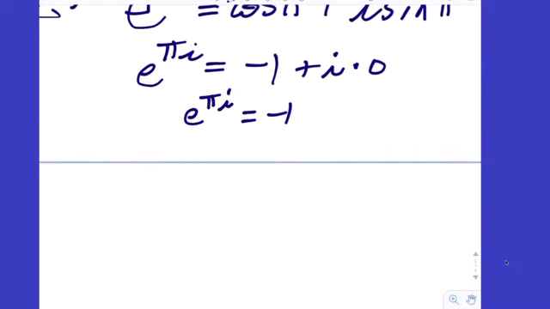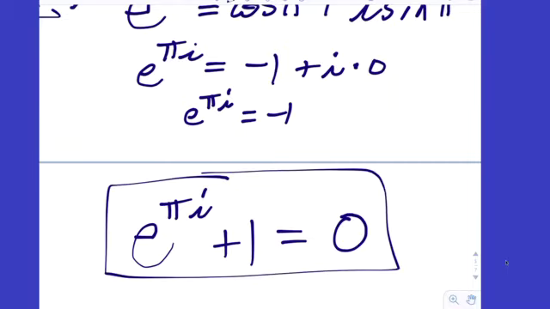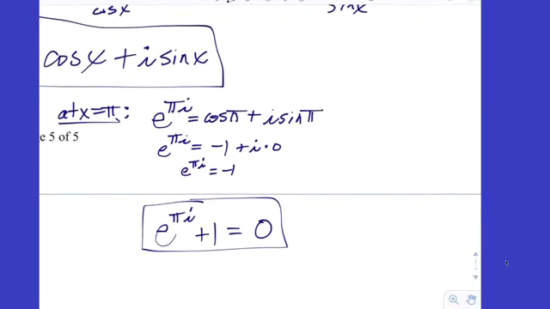So that looks pretty cool, but now I'm going to do one last thing, and again, it's stylistic. I'm just going to add 1 to both sides, and you end up with e to the pi i plus 1 equals 0. And there you go. You now know it's true.